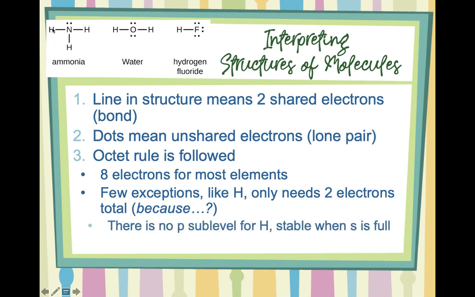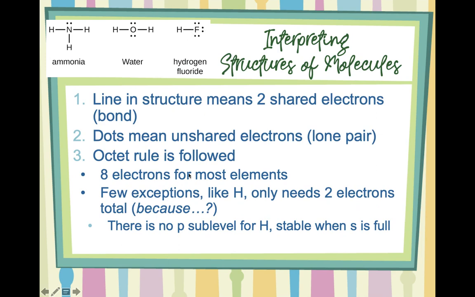For example, hydrogen only needs 2 electrons to be stable because that fills the first energy level, 1s, and there's no p sublevel, so it's okay with just 2. So when the s is full, hydrogen is full. That's the exception we're going to use the most. Other than that, generally it's 8 electrons. Like this nitrogen we already saw had 8. This hydrogen only has 2, that's fine, but this oxygen has 1, 2, 3, 4, 5, 6 in the bonds, 7, 8, total 8, octet rule. This fluorine has 6 lone electrons, and then 7, 8 would be the shared, and this hydrogen only has 2.